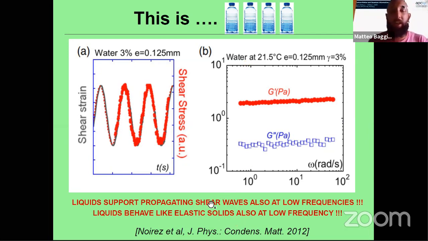In this paper, they claim that liquids support propagating shear waves, so phonons, transverse phonons, also at low frequency. And this is very weird because it goes totally against our intuition. It looks like liquids behave like solids at low frequency. So what is the catch? The catch, and we will see in a second, is in this value. This value here is the length scale, and the length scale that we are considering here is actually very small. I will show you in a while a full theoretical model to understand why, in these cases, it makes sense, or at least we can understand why liquids look like solids.